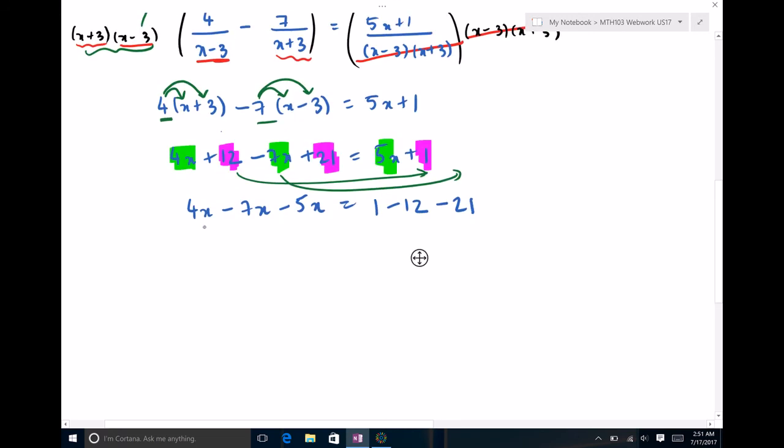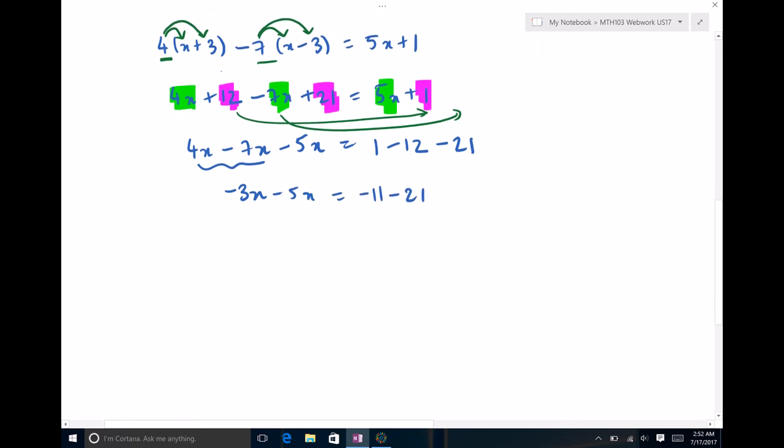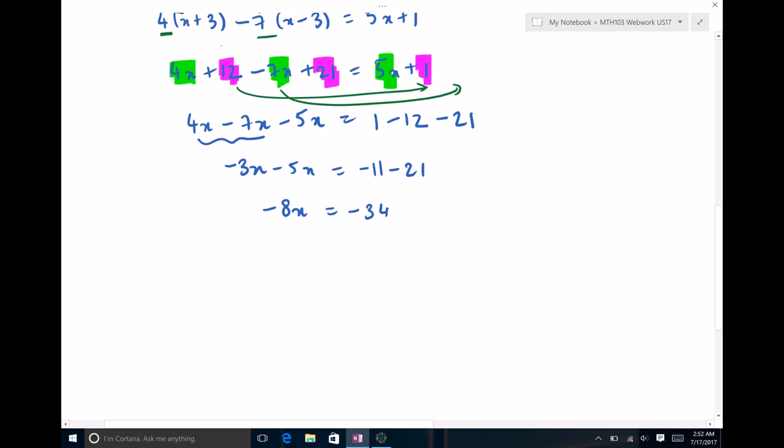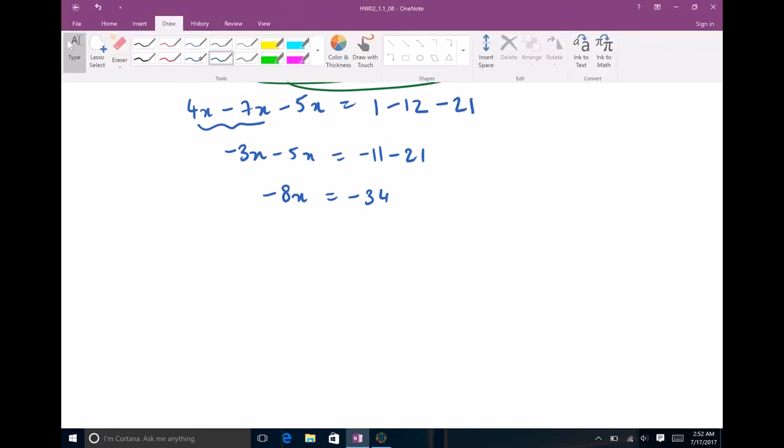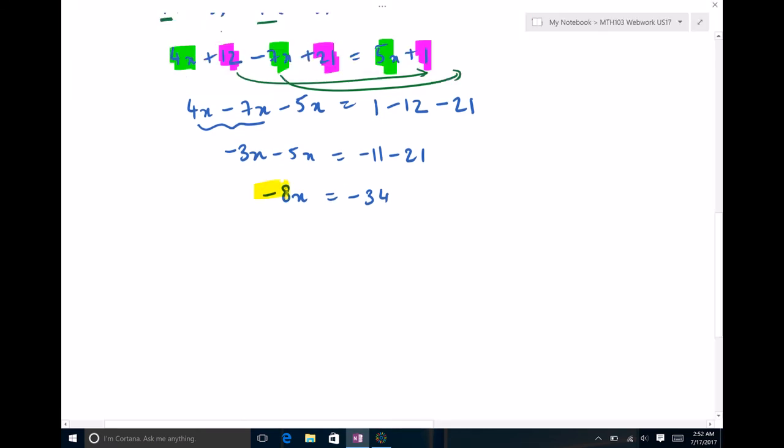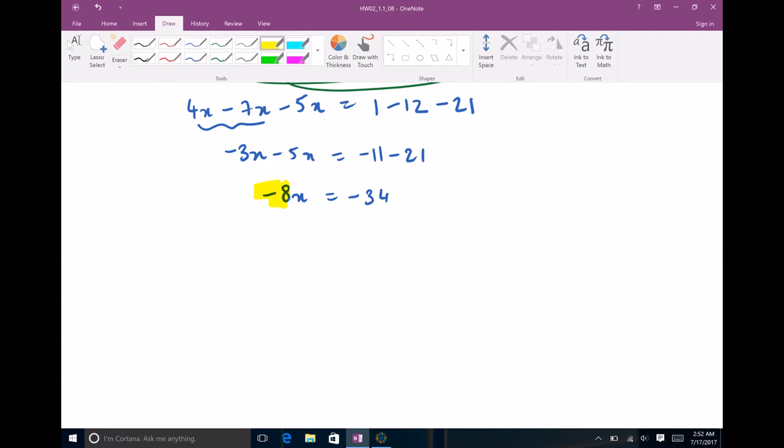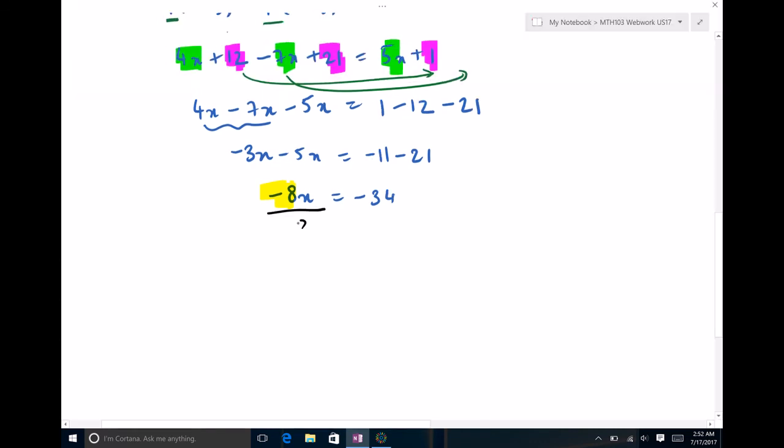I'm going to solve these one step at a time. So 4x minus 7x is negative 3x minus 5x, and 1 minus 12 is negative 11 minus 21. Negative 3x minus 5x is negative 8x, and negative 11 minus 21 is negative 34. In order to get rid of the negative 8, I'm going to have to divide both the sides by negative 8. So I divide both the sides of the equation by negative 8.